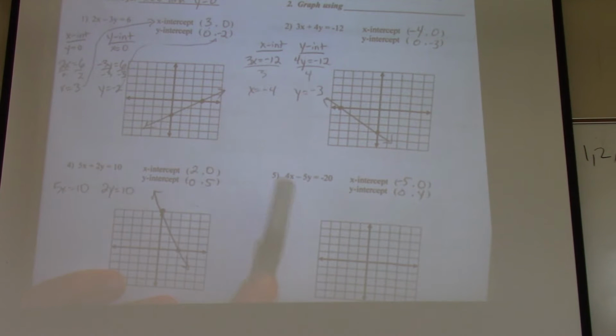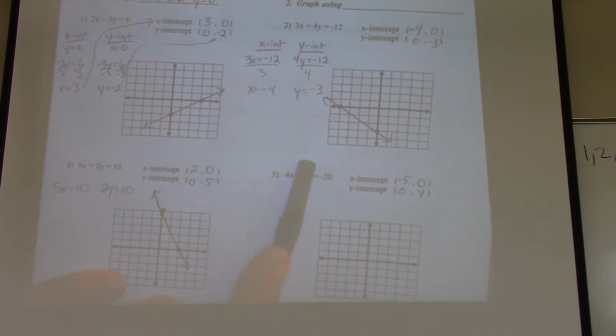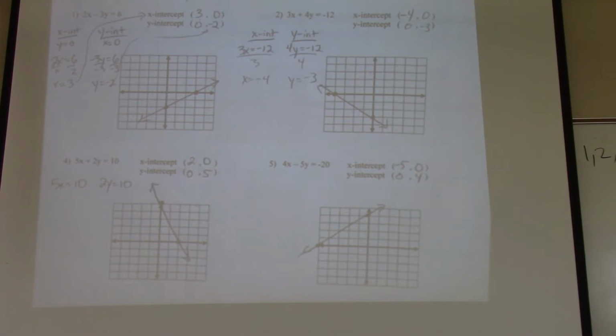When it's divisible, I can just go like this. Oh, -20 divided by -5 is 4. -20 divided by 4 is -5. Sweet. Here, here. Boom. How many people got them both right? Sweet. This is easy, like I said. All right?